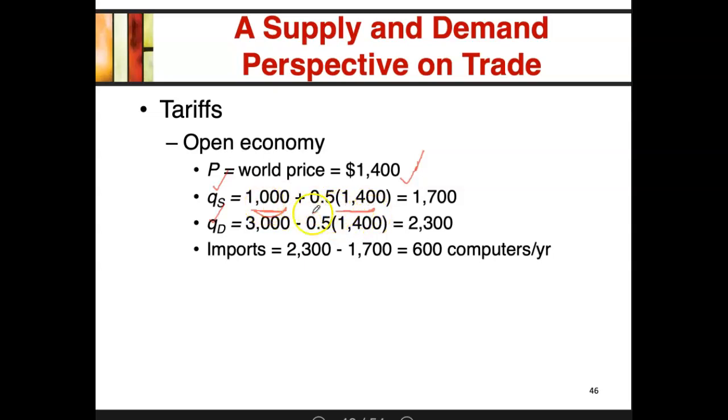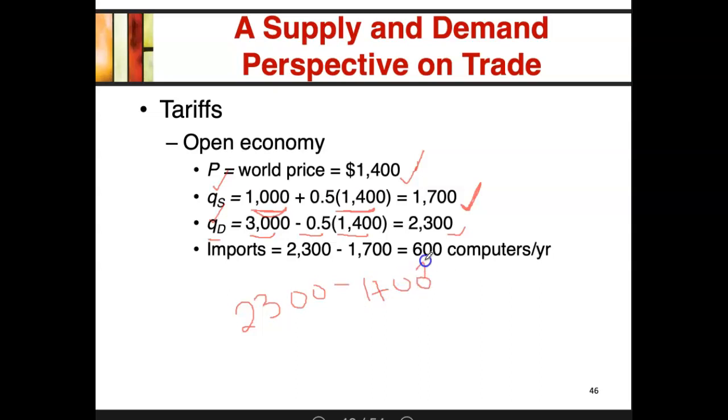So quantity supplied is going to be 1,000 plus 0.5 times 1,400, and you should get 1,700. Okay, so that's the quantity supplied in the economy. And then quantity demanded is going to be 3,000 minus 0.5 times 1,400, which is 2,300. And the difference is going to be the imports. Okay, so the difference is 2,300 minus 1,700.